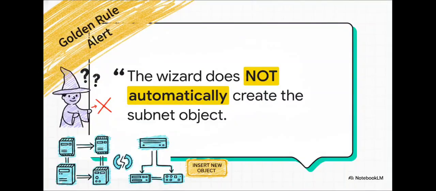Which brings us to a massive golden rule alert. If you take nothing else away from this construction phase, please remember this. The wizard does not automatically create the subnet object for your industrial Ethernet plant bus. You have to step in and manually insert this via Insert New Object in your hardware config. If you forget to do this, your beautifully architected hardware is going to be completely disconnected and totally incapable of communicating. No way around it.